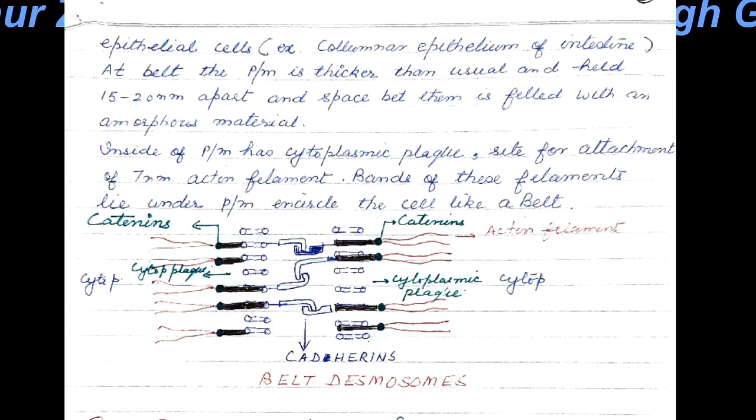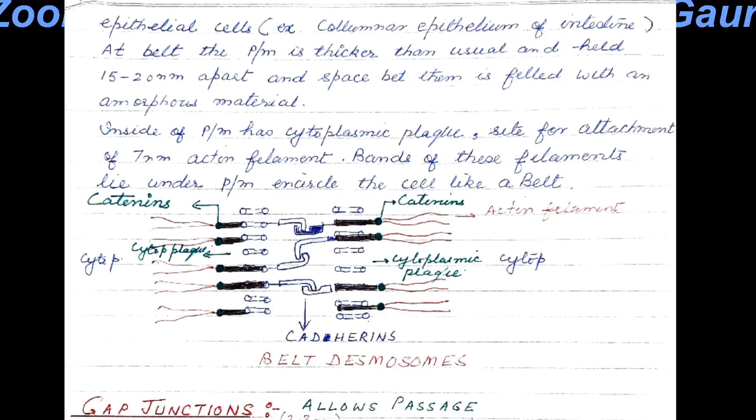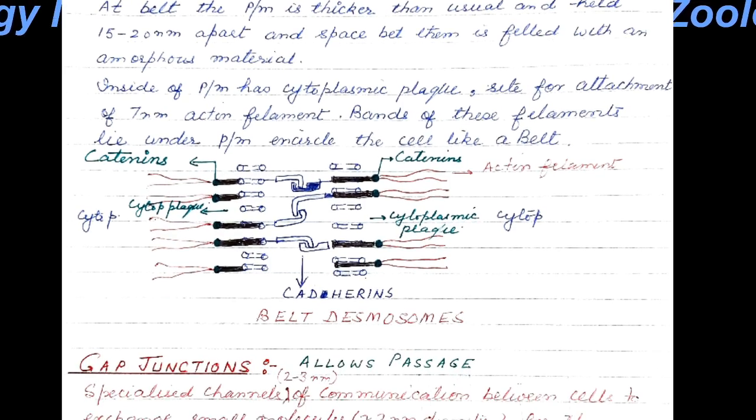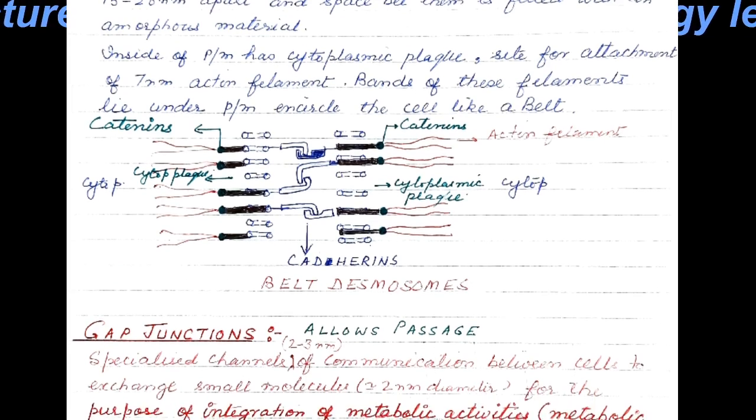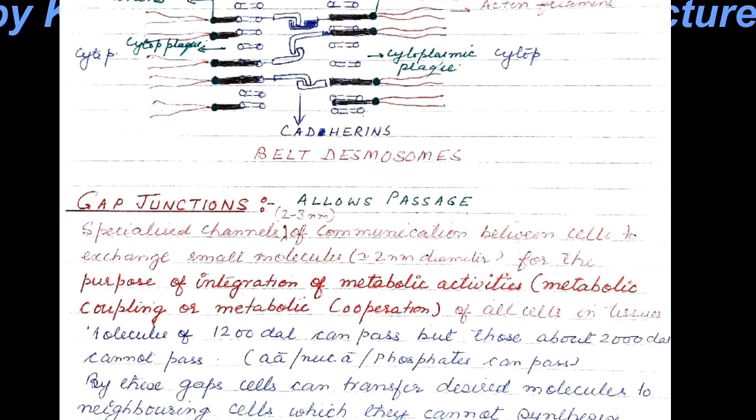They have actin filaments arising out of catenins, in both the cells you can see, and in between the two cells you can see the belt desmosomes holding the two cells like a belt.